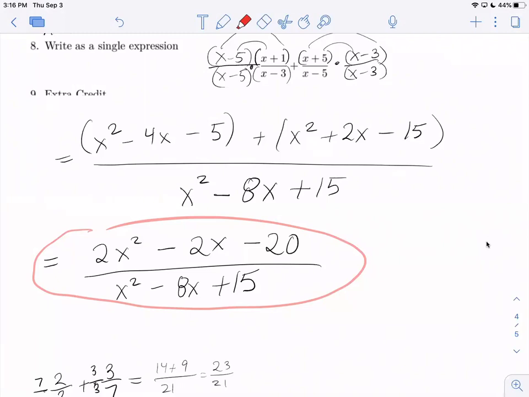As in simplified? Oh, no. This you leave your answer like this. There's no more. There is another thing you can do further here, but this is as far as I'd want you to go here.